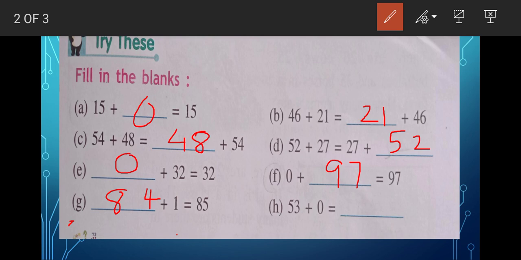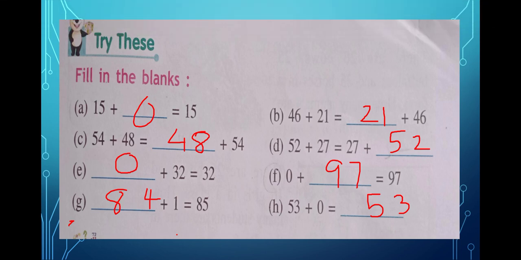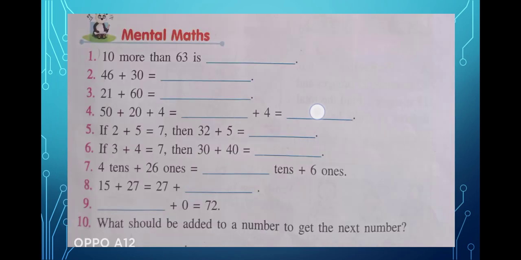53 plus 0. That means 53 plus 0 will be the same number itself. Okay, you have to learn the properties of addition nicely for your online test. And also you should learn about tens and ones, how to regroup tens and ones. Regrouping tens and ones also we will do from here, from the mental maths. This is also you have to learn.